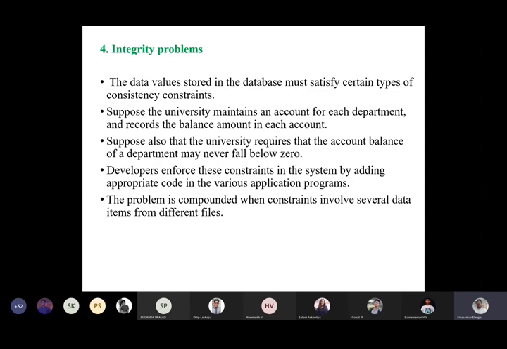I can enforce a lot of integrity constraints, like a student should register for 6 theory courses and 2 lab courses every semester, right? The pass mark for a particular course is going to be greater than 40 marks, and so on. So it is possible for you to have multiple integrity constraints that involve several data items from different files, right?